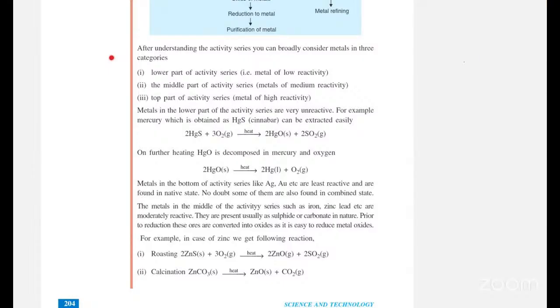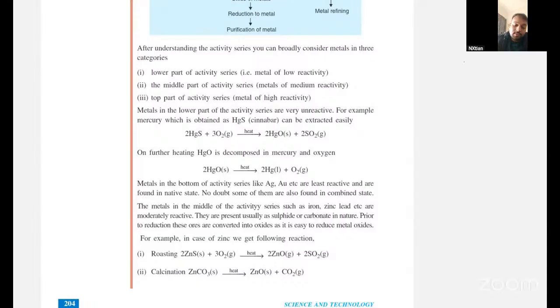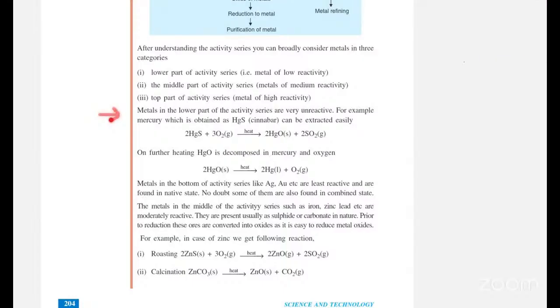Understanding the activity series, you can broadly consider metals in three categories. The lower part of the activity series is metals of low reactivity. The middle part of the activity series is metals of medium reactivity. The top part of the activity series is metals of high reactivity. Now read the next part. Metals in the lower part of the activity series are very unreactive.